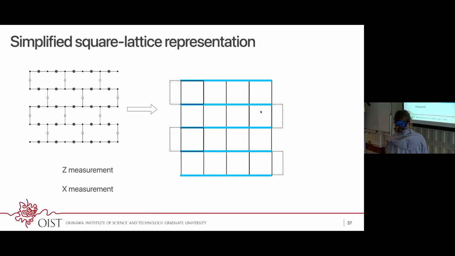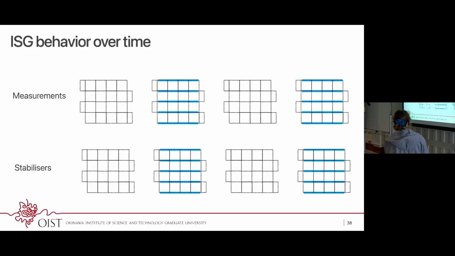So here, as you can see, the red area represents the 4-qubit X stabilizers, X measurements, and the blue segments represent the ZZ pair measurements. And the data qubits are on the vertices of the lattice. So here shows the ISG behavior over time for the entire heavy hex code.